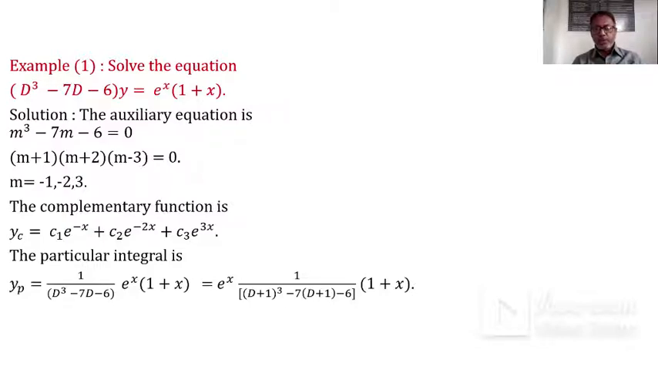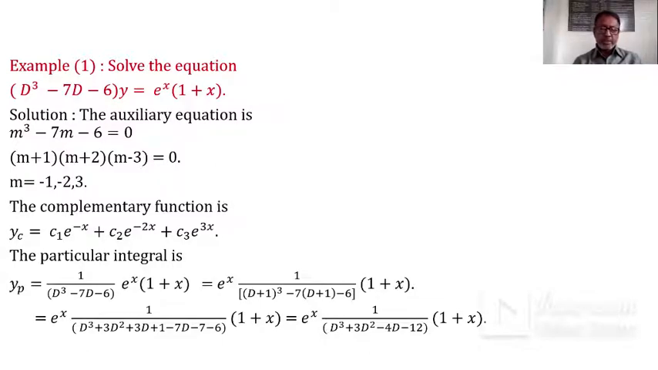If we substitute d by d plus 1, then we obtain e to the power x times 1 upon (d plus 1) cube minus 7 into (d plus 1) minus 6, operate on 1 plus x. Now we want to simplify this. Then we get e to the power x, where (d plus 1) cube is d cube plus 3d square plus 3d plus 1. Simplifying, minus 7d minus 7 minus 6, operate on 1 plus x.